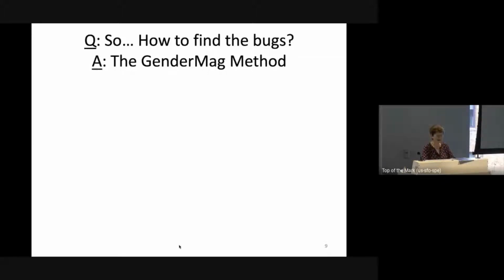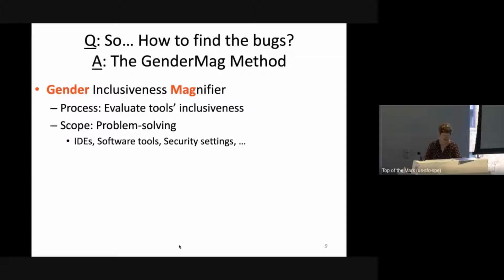The GenderMag method, it's free. GenderMag stands for Gender Inclusiveness Magnifier. This isn't a software package, it's a method, a software process, if you will, to evaluate the inclusiveness of tools and software that you are building in the setting that there is a person sitting in front of the computer trying to solve a problem. Any setting like that is applicable for GenderMag. That means tools for programmers, IDEs, decision support software, security setting software. That's what we actually invented it for.